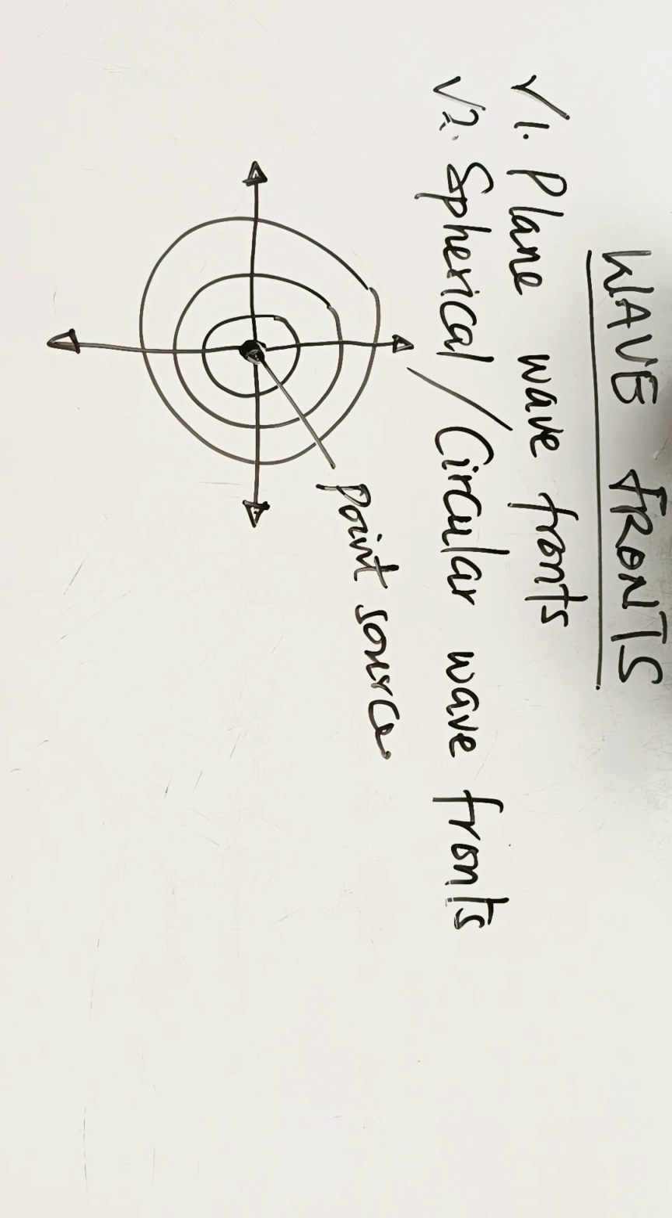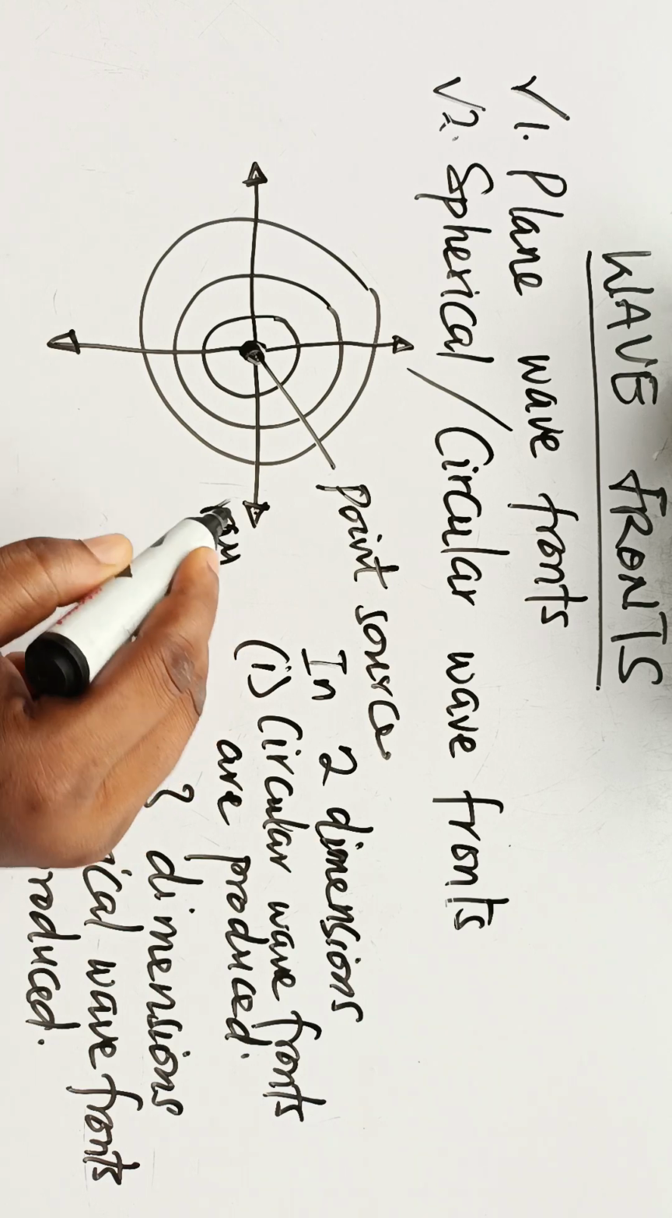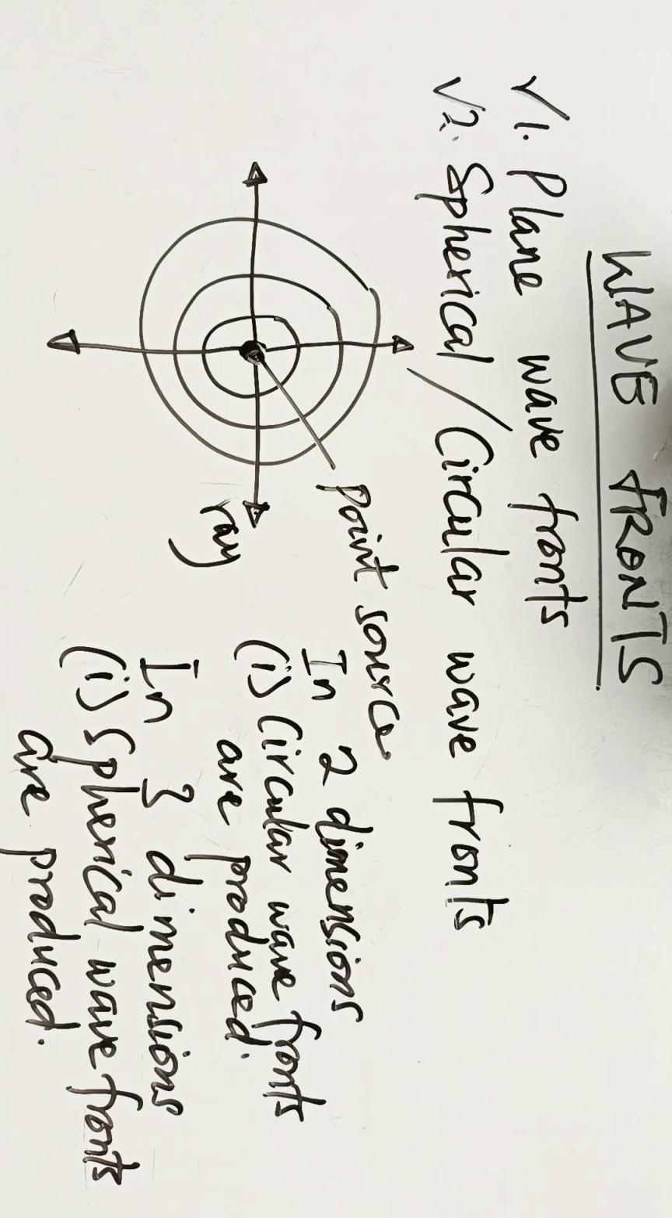So in two dimensions, and then also spherical wavefronts in three dimensions. In two dimensions, this produces successions of circular wavefronts, and in three dimensions, this will produce a succession of spherical wavefronts. So in two dimensions, circular wavefronts are produced by a point source, and in three dimensions, spherical wavefronts are produced by the point source. You can see that here the ray is also directed perpendicular to the point source.